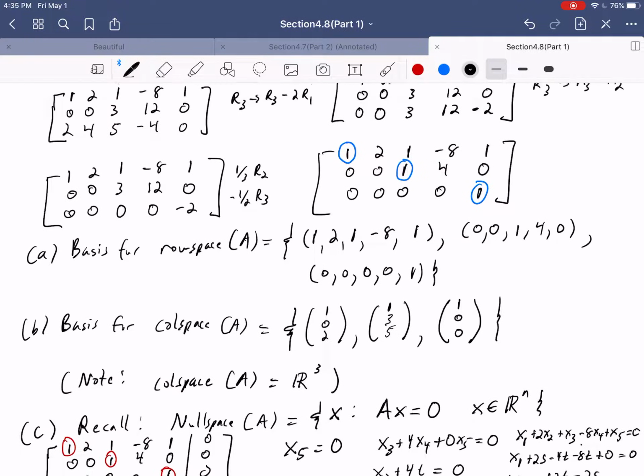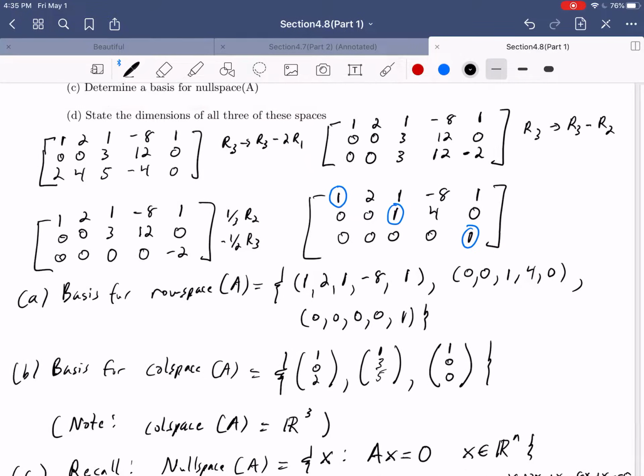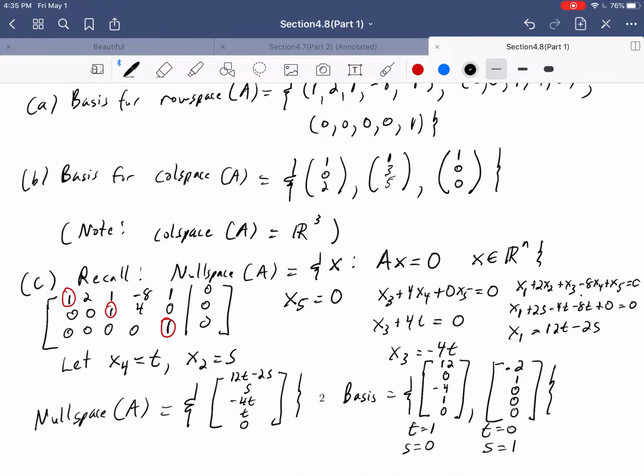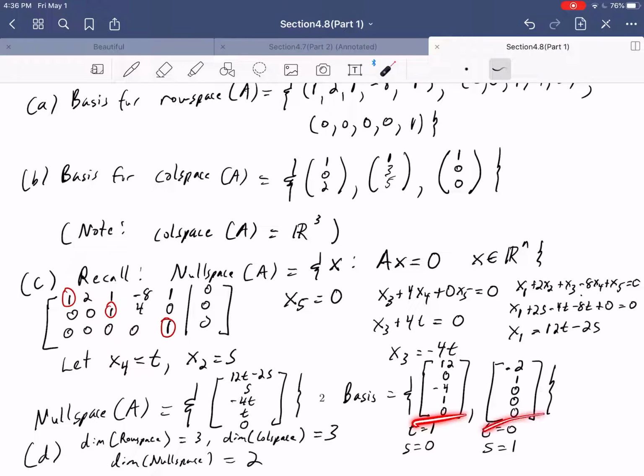Okay, last thing we wanted to note here was the dimensions of all these spaces. Running out of room a little bit, but I'll just try to squeeze in. The dimension of the row space was equal to 3. The dimension of the column space was also equal to 3. And the dimension of the null space was equal to 2 here because we had 2 basis elements.